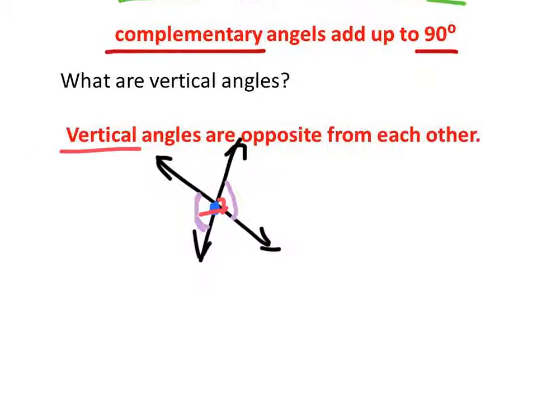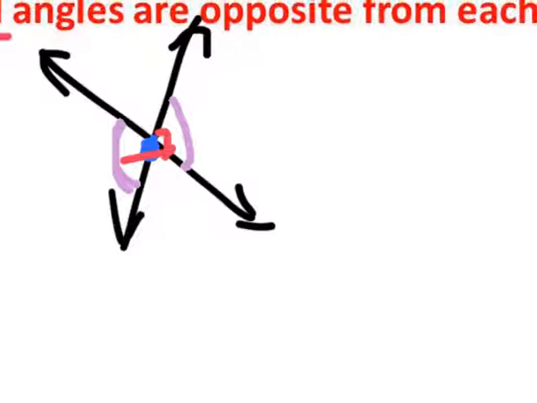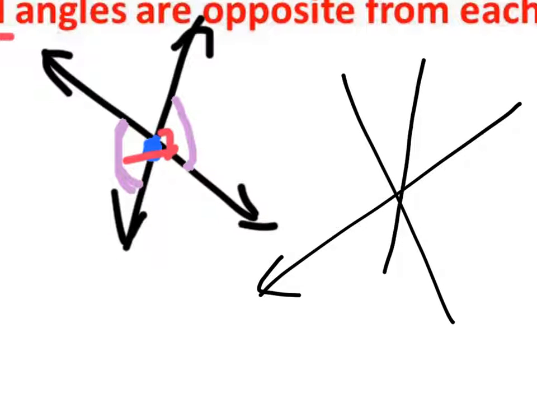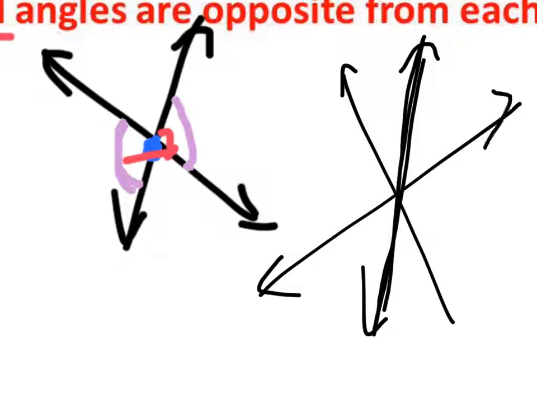But in the future, they may give you something maybe that looks a little bit more confusing. So they'll give you three lines that go through the same intersection like this. Okay? And so it'll say, what angle is vertical to this one? Well, you just go straight through the vertex and you'll have that vertical angle.